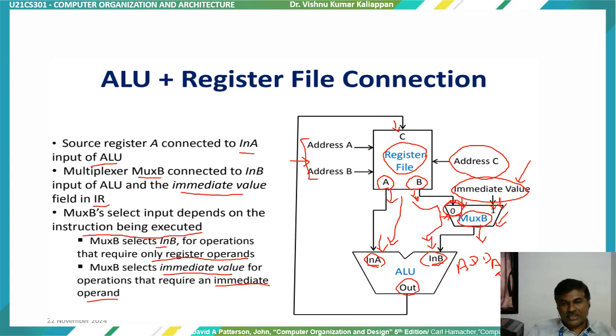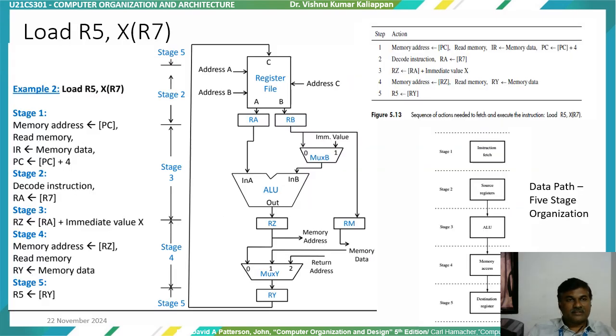So the out is directly connected to where? To the C input of the register file, so through C to this particular register A inside the register file, the data will be stored. The answer will be stored in register A. So this is how an ALU is directly connected to a register file. So let us go to the next slide.